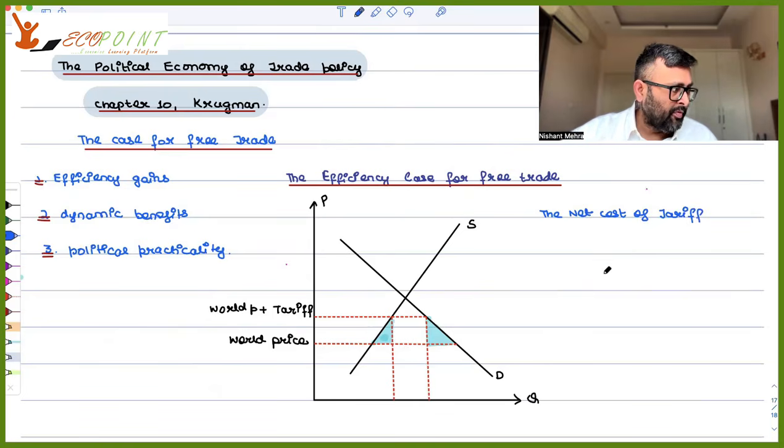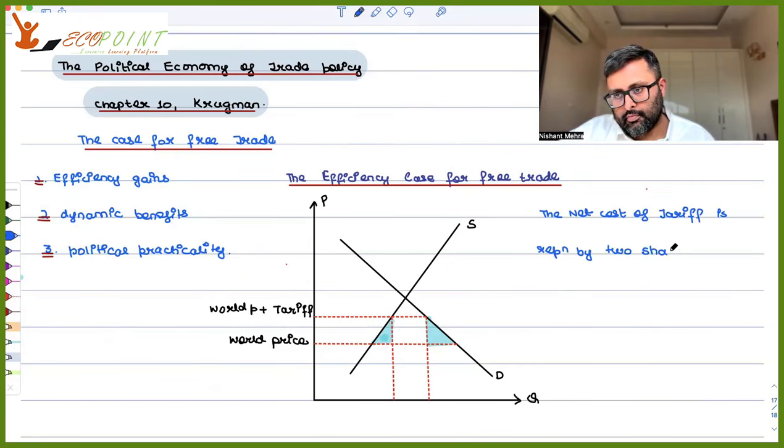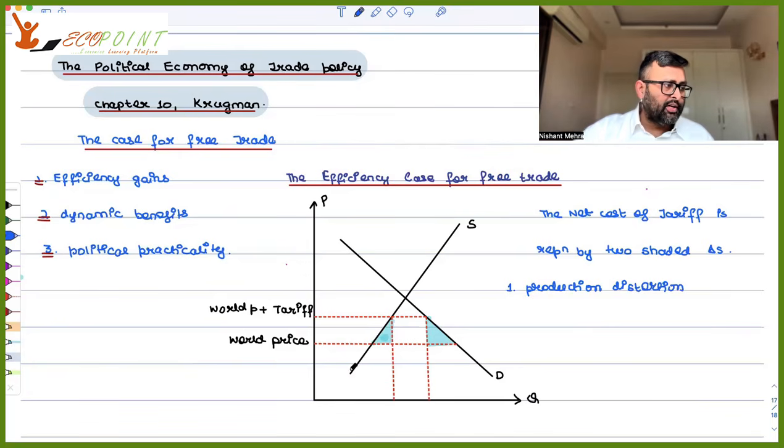So the net cost of tariff is represented by two shaded triangles. One is production distortion. So when you say production distortion, because of tariff, what happens? This is the production distortion. This is the first triangle. So I think I can mark this also. This is production distortion, right?